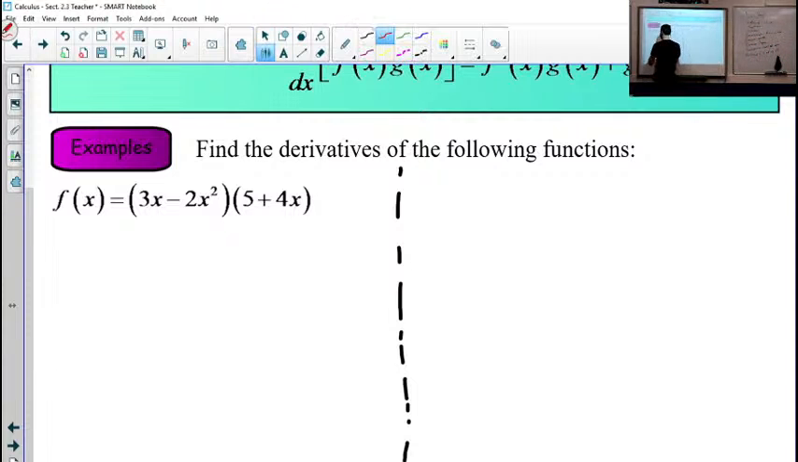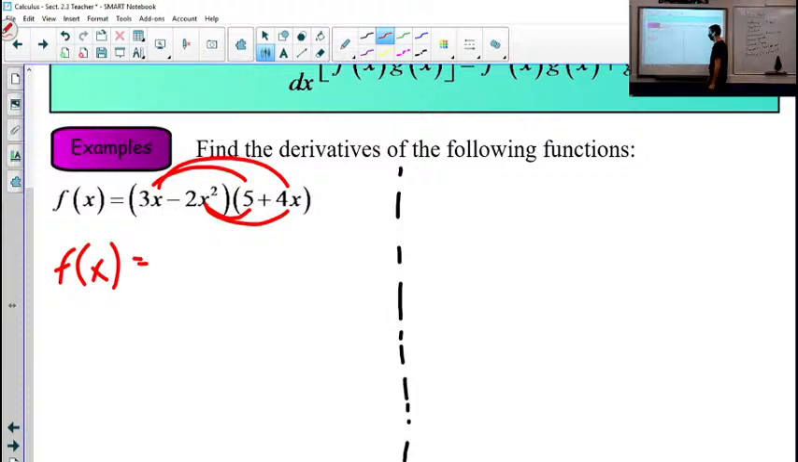I could rewrite this so that I could use the methods we were talking about last time, which is I could distribute this, right? And once I distribute it, no more multiplying, no more product rule. So 3x times 5 is 15x. 3x times 4x is 12x squared. Now I'm distributing the minus 2x squared. So minus 2x times 5 is going to be minus 10x squared.